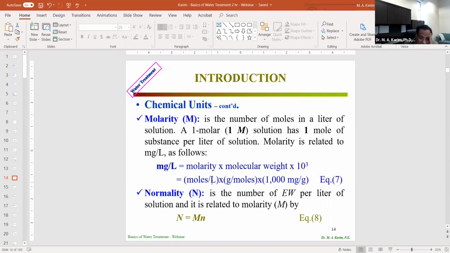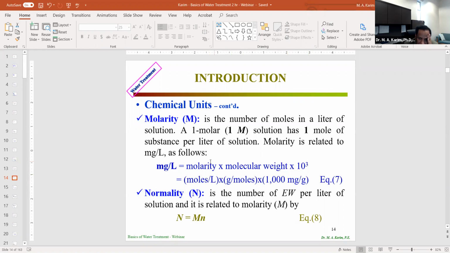Molarity is moles per liter, right? Then the molecular weight is gram per mole, and since the moles cancel out, we get gram per liter. So if I would like to convert into milligram per liter, then I have to use 1000 milligram equals 1 gram. If I do that, then ultimately the equation becomes: this is the molarity, this is the molecular weight, and this is 10 to the power 3.